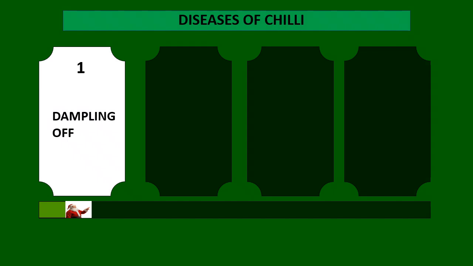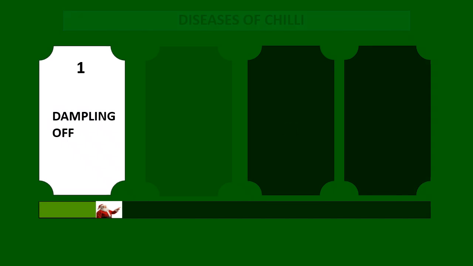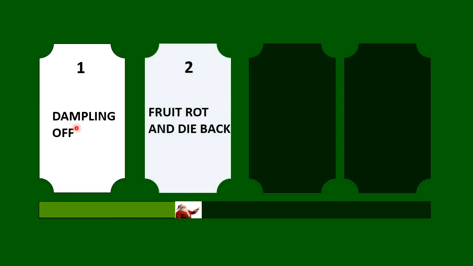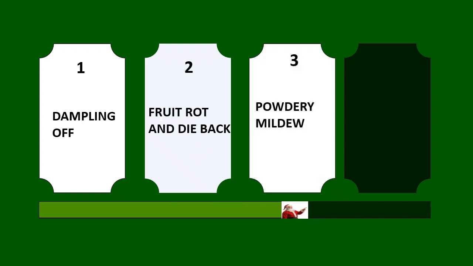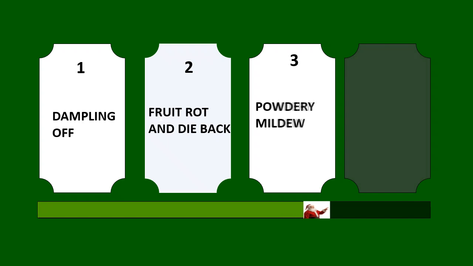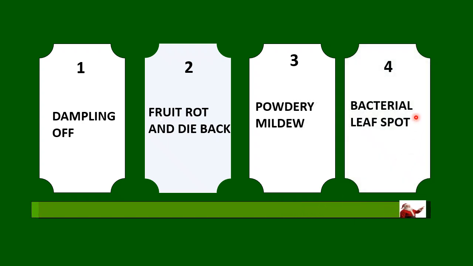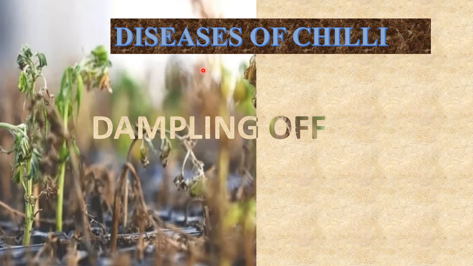We will discuss the diseases of chili in detail, and the first one is damping off. We'll see how it causes symptoms in the chili crop. The second one is fruit rot and dieback, the third one is powdery mildew, and the fourth one is bacterial leaf spot. We'll be discussing these in detail.